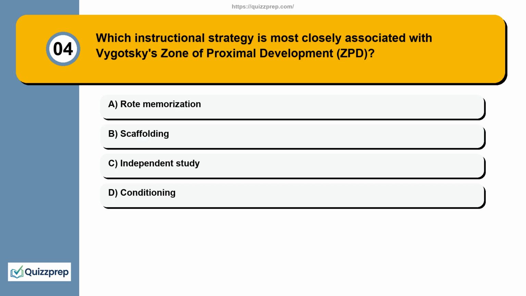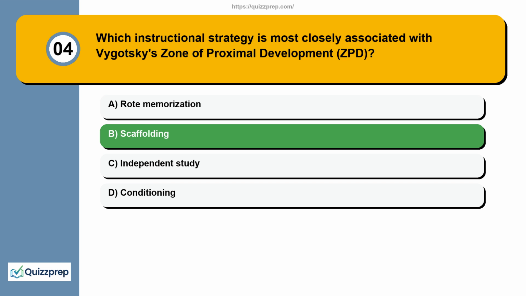Question 4. Which instructional strategy is most closely associated with Vygotsky's zone of proximal development, ZPD? Here are your options. Option A. Rote memorization. Option B. Scaffolding. Option C. Independent study. Option D. Conditioning. The correct answer is option B.